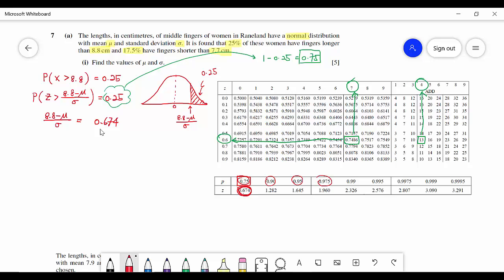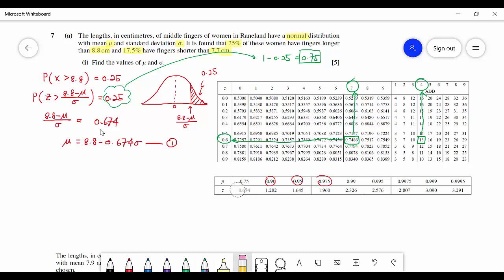After you get the 0.674, you can rephrase this equation and you can get mu equals to 8.8 minus 0.674 sigma. And I will make this the first equation.